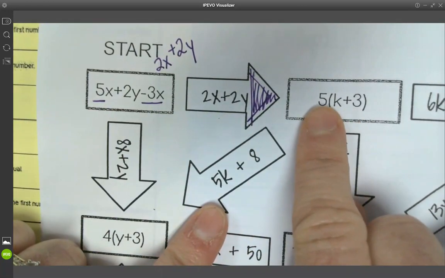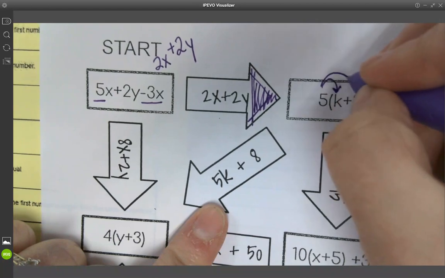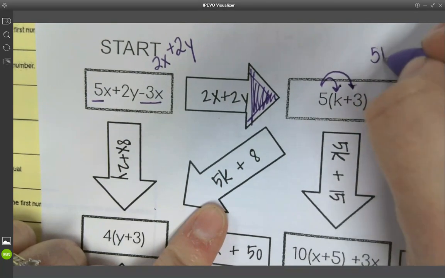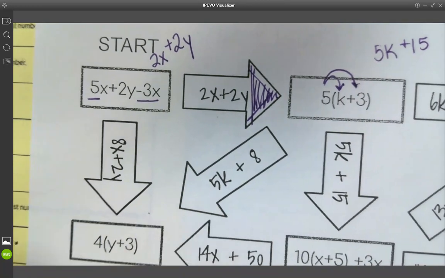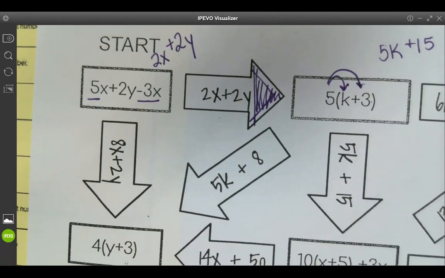Okay, the next one. This is just a distribution. So the way I show that is like this. 5 times k is 5k. 5 times 3 is plus 15. Yes, you do need to show work for credit. Okay, so I'm gonna pass that out.